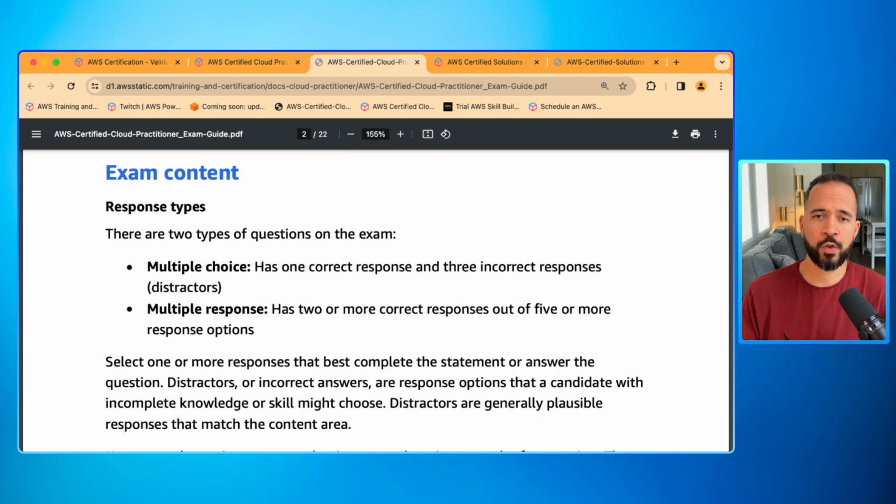Now, regarding the questions, there's two different flavors of questions on this exam. You have your multiple choice, which means you need to select one correct response out of 3 incorrect responses. Then you have multiple response, which means you have to pick 2 or more correct answers based on how many correct answers they tell you to select in that question out of 5 or more response options.